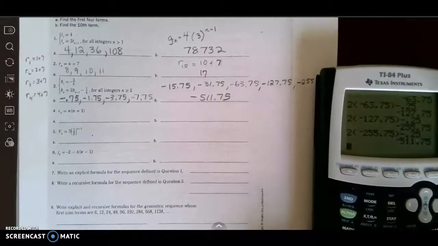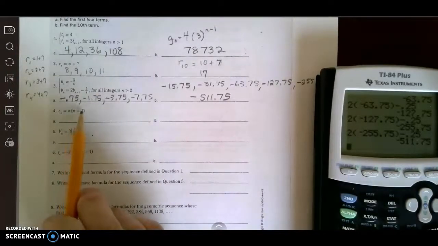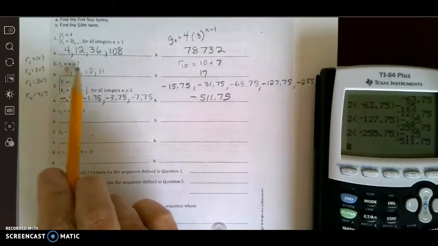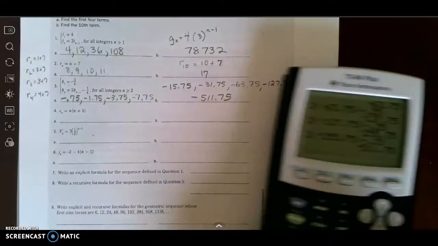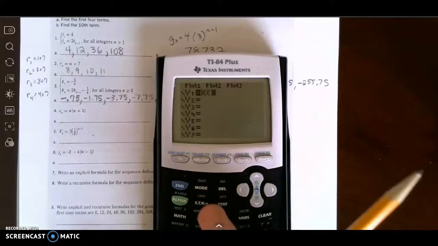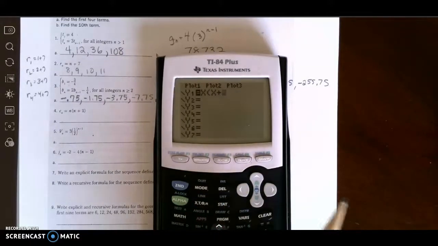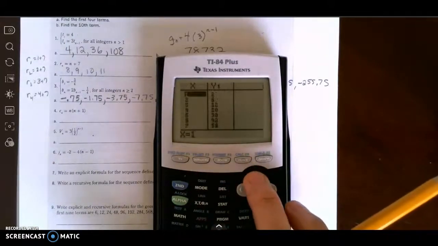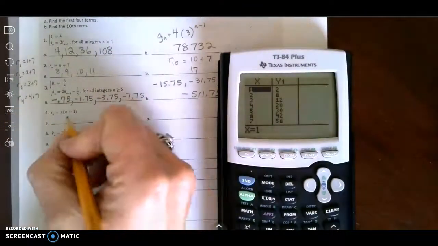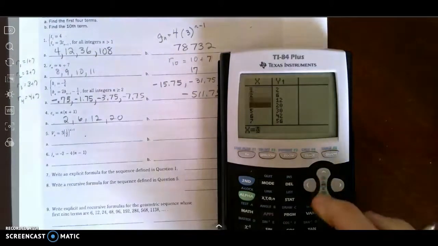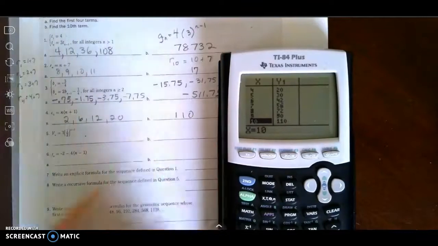Number 4. Anytime I have a formula just like the earlier ones, I didn't really feel like I needed to put it into the calculator. It was so simple. This one I might go ahead and put into y equals x times x plus 1 and just pull up the table. And my first terms are 2, 6, 12, and 20. And then go down to my 10th term, and I get 110.